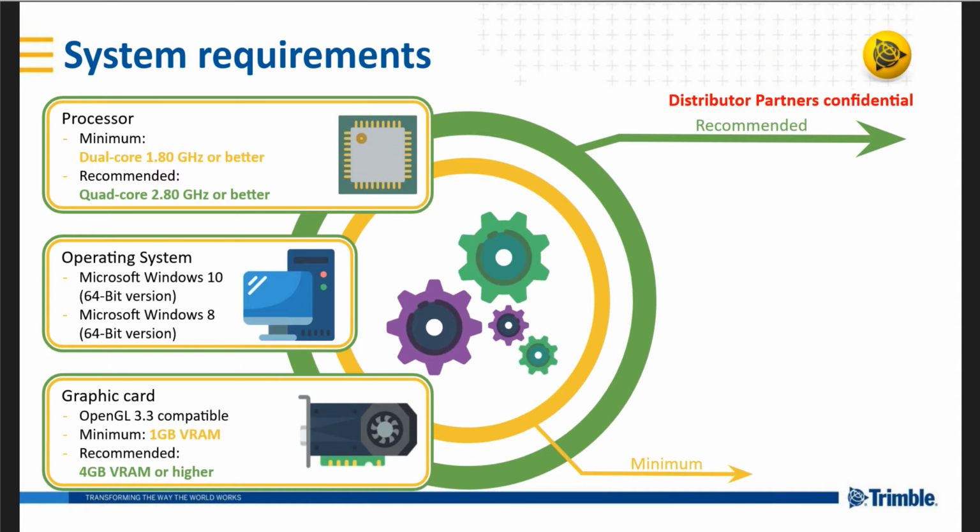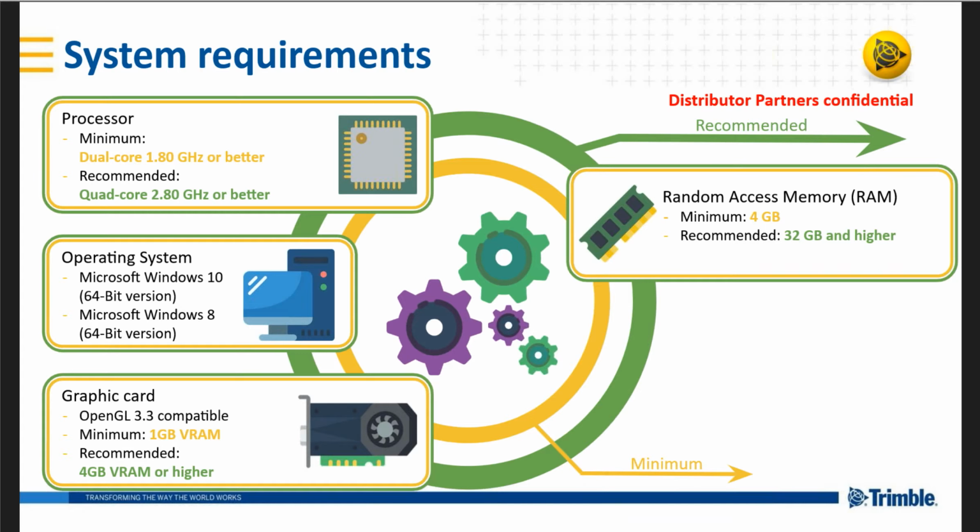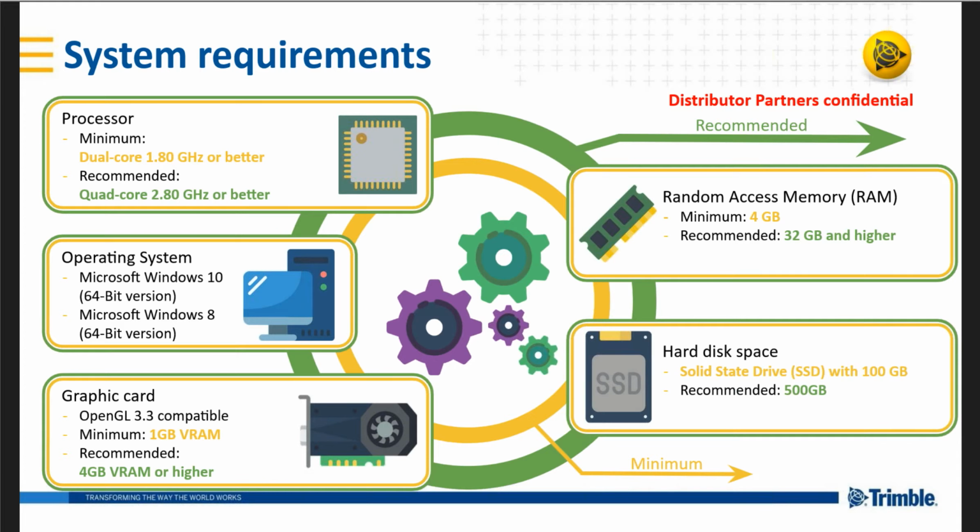The graphic card should support OpenGL version 3.3. A minimum requirement would be 1 gigabyte virtual RAM, but we are recommending 4 gigabyte or higher. On the random access memory, the RAM, the minimum requirement would be 4 gigabyte and recommended is 32 gigabyte or higher. On the hard disk space, of course, we are recommending a solid state drive, SSD, with around 100 gigabyte space, recommended also 500 gigabyte.